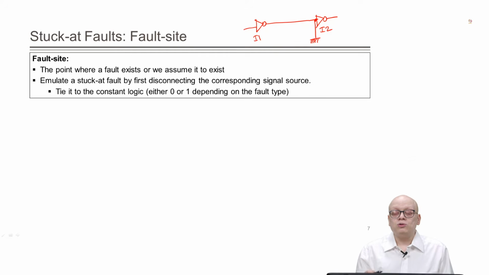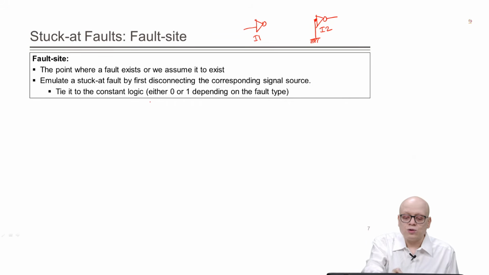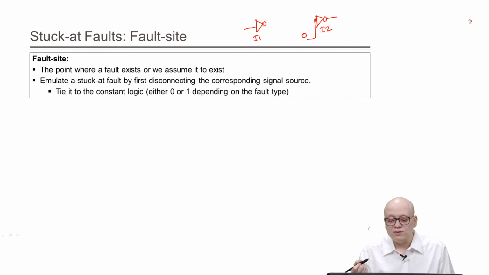Now, when we want to do a circuit simulation or fault simulation for the case when there is a fault in our circuit, how do we emulate that condition? We emulate it by disconnecting the line between I1 and I2 and tying it to constant logic 0. In this case it was stuck at 0, therefore we tied it to 0. If it was stuck at 1, we would tie it to 1.